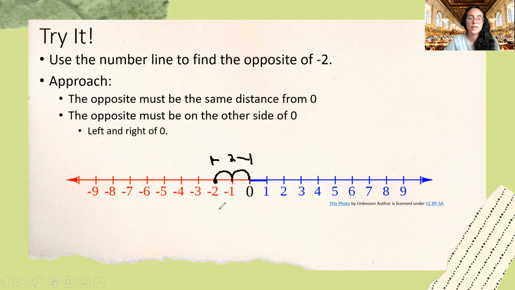So -2 is going to be on the left side. So we're going to get a number on the right side. From 0, we're going to count 1, 2. And from there to there will also be 2 units. So our opposite number to -2 will be +2. Okay.